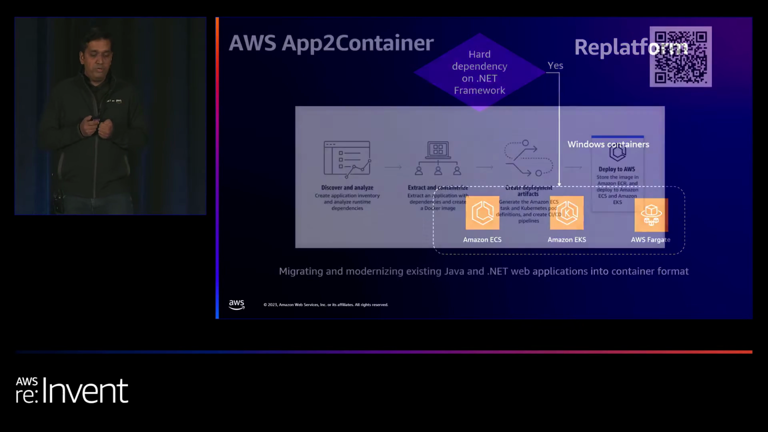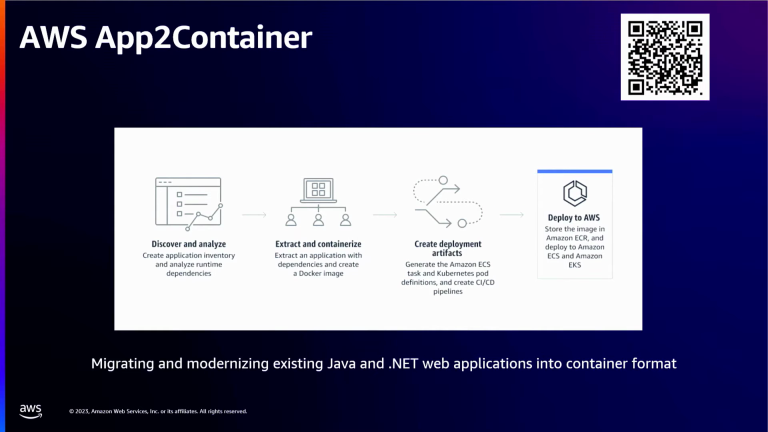If you're new to containers, AWS's command line tool called app2container can help you extract your existing ASP.NET applications from Windows instances, containerize those applications for you, and also generate deployment artifacts targeting ECS, EKS. And it does all of this while following the best practices. So if you're getting started with containers, Windows containers especially, app2container can be the utility that can help you.